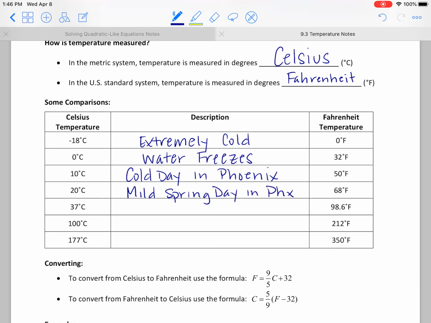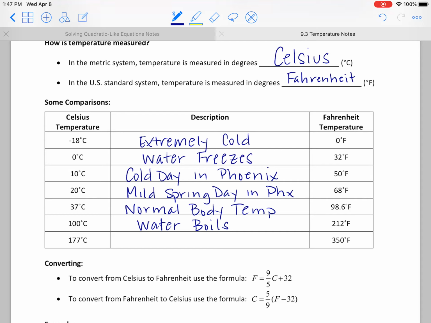68 degrees Fahrenheit, I would say that's probably like a mild spring day here. It's probably still a little chilly for us, but it's mild. So a mild spring day in Phoenix, about 68 degrees Fahrenheit, is equivalent to about 20 degrees Celsius. 98.6 degrees Fahrenheit, if you didn't know, is a normal body temperature. If your temperature goes up above 98.6 degrees, you're said to have a fever. Normal body temperature measured anywhere else, they'd say, oh, that's 37 degrees Celsius.